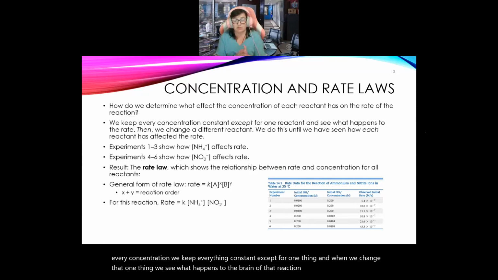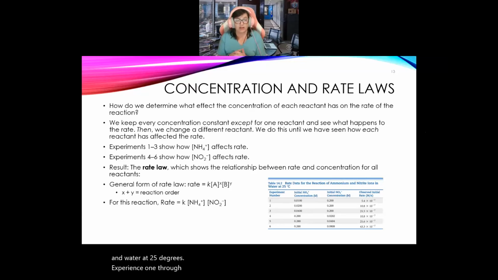So look at this table of data in 14.2. That's rate data for the reaction of ammonia and nitrite ions in water at 25 degrees. Experiments 1 through 3 show how the NH4 plus concentration affects rate. So I have one set of initial conditions. I double the concentration of that. I see what happens to the rate. I then double the concentration of that and see what happens to the rate.